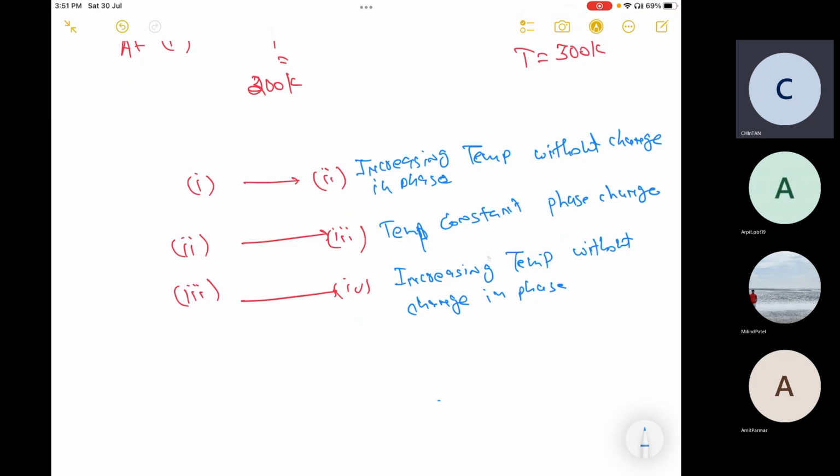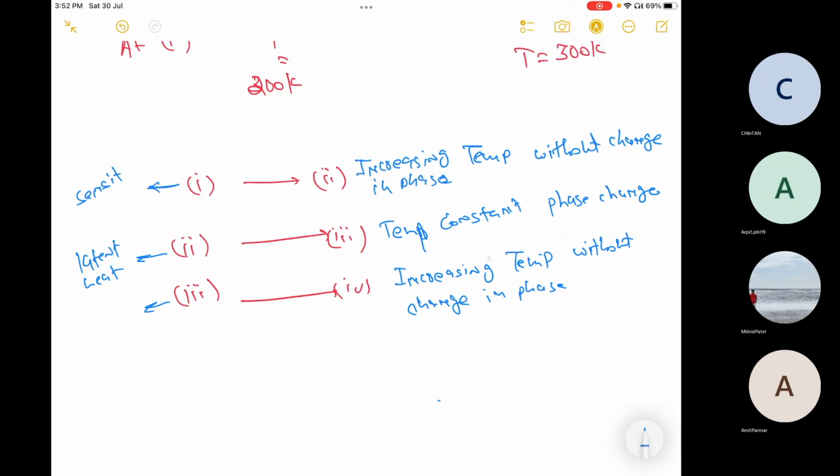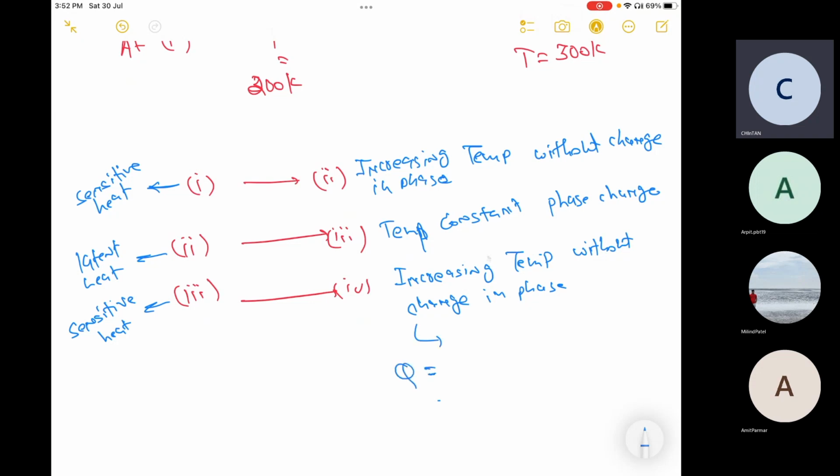So now whatever heat is associated with these three steps, we know this heat and this heat. This heat is known as the latent heat, then this heat is known as sensible heat. This is again sensible heat. And while we are changing the temperature, total energy required is equal to mc delta T.